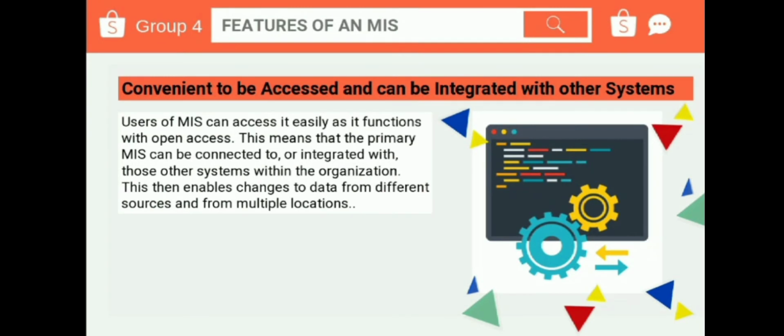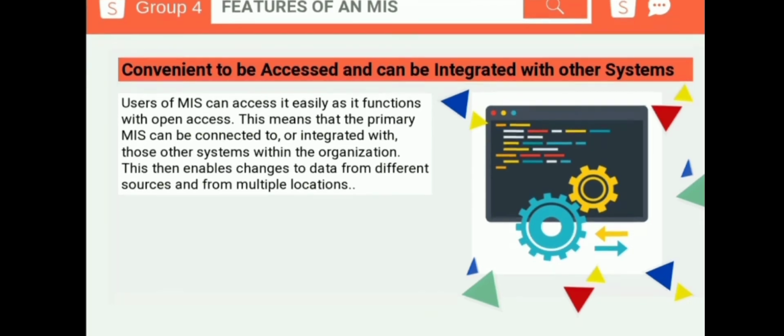Convenient to be accessed and can be integrated with other systems. Users of MIS can access it easily as it functions with open access. This means that the primary MIS can be connected to or integrated with those other systems within the organization. These then enable changes to data from different sources and from multiple locations.